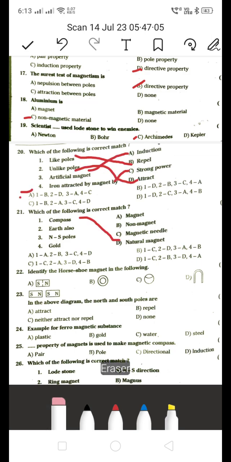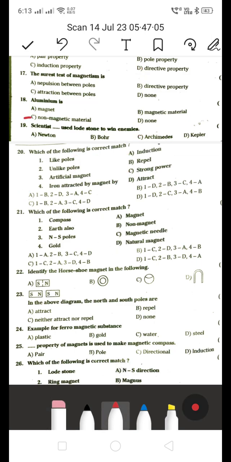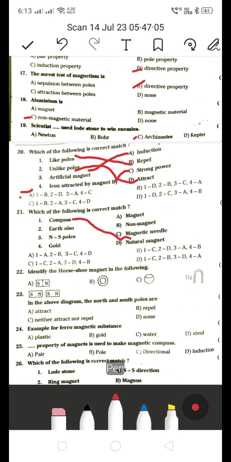It's a magnetic needle. So C will be the answer. Next, earth is also a natural magnet. So 2 matches with D.